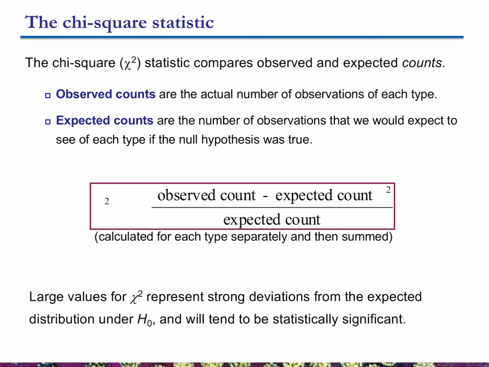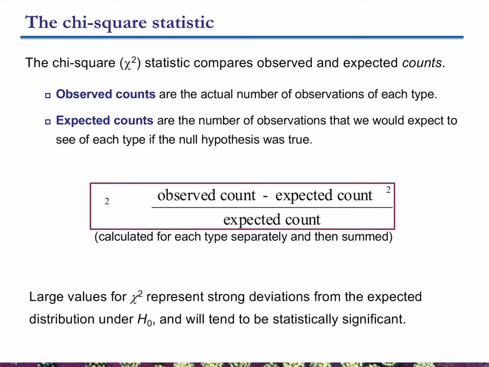Okay, so the chi-square calculation is really simple. Again, it's going to compare observed and expected counts. The observed counts are what we actually see in our data, the actual number of observations that fit into each category. The expected counts are the observations, or the proportion of observations, we would expect to see if our null hypothesis is true.